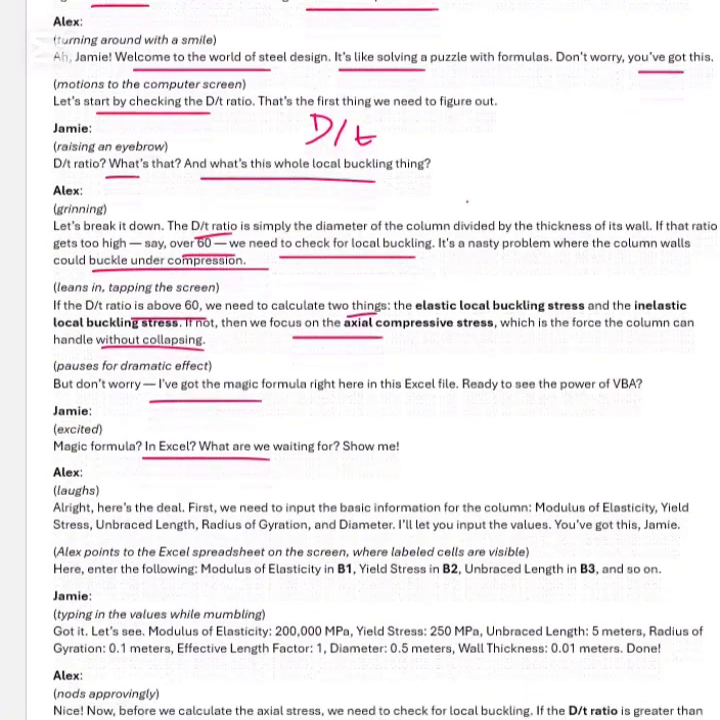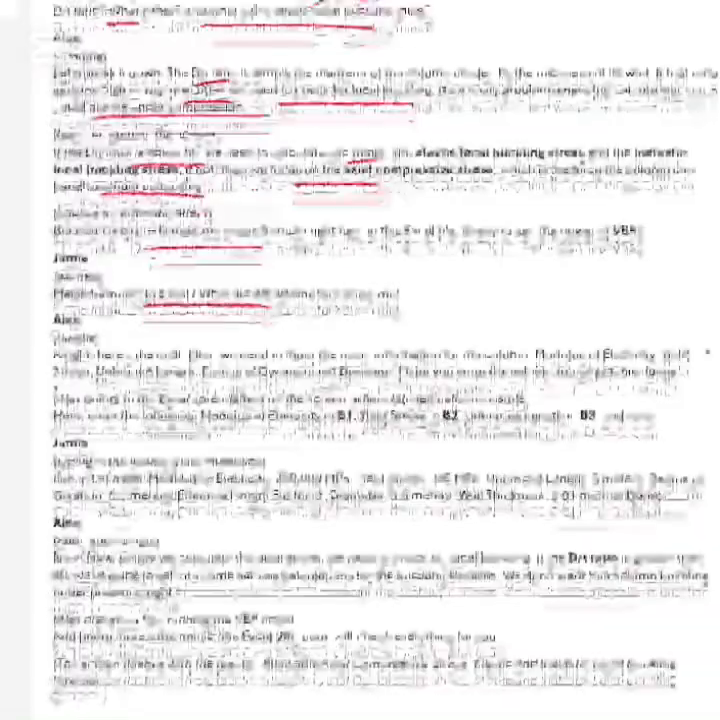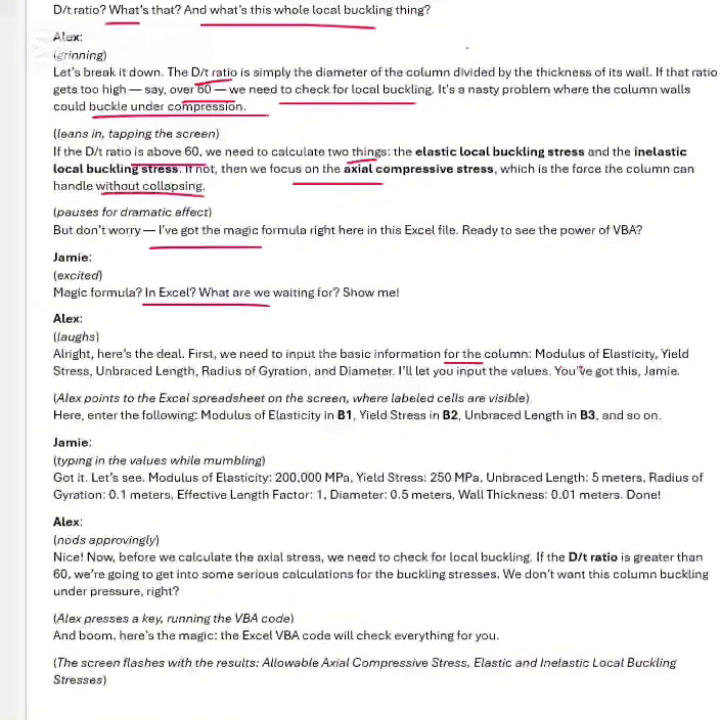Alright, here's the deal. First we need to input the basic information of the column, like modulus of elasticity, unbraced length, radius of gyration, and diameter. I will let you put in these values, you got this. Enter the modulus of elasticity in the particular cells. Let's see, the modulus of elasticity values are these.